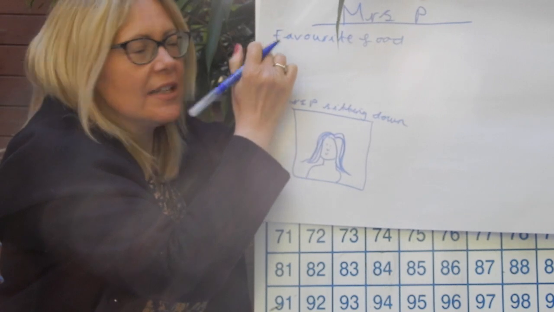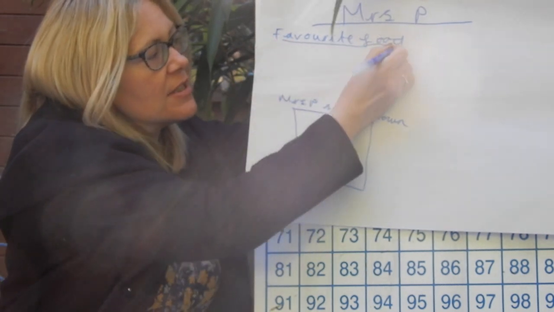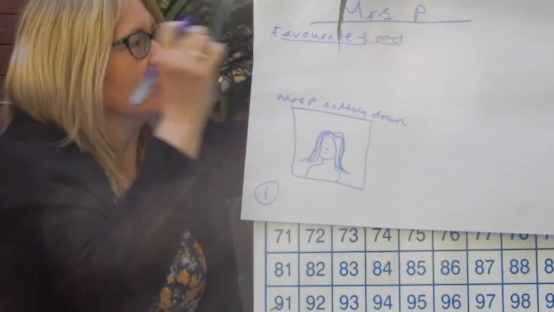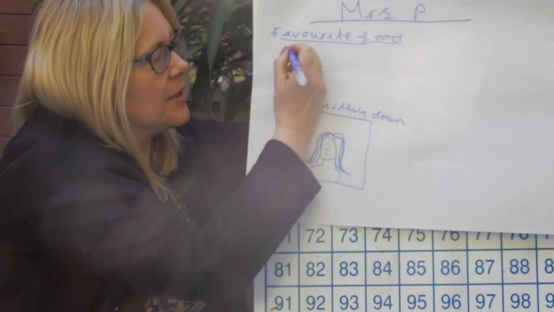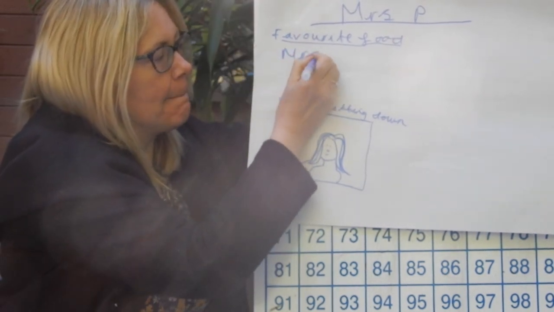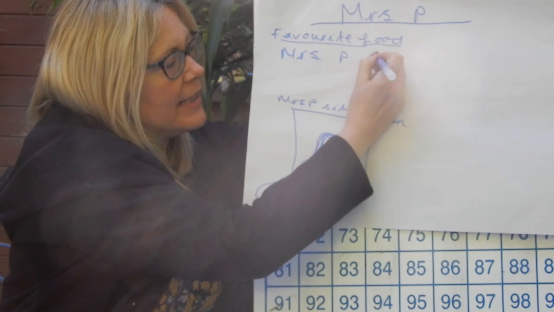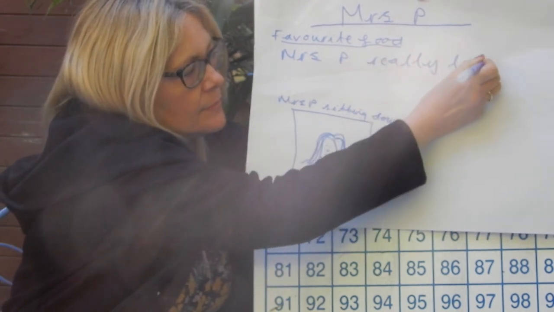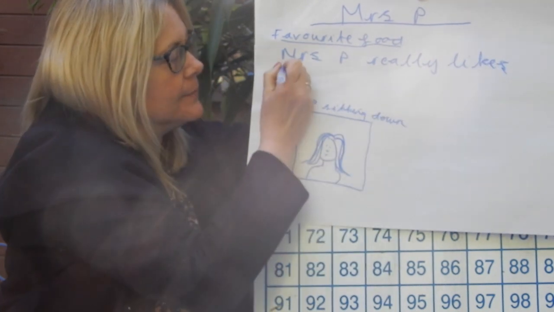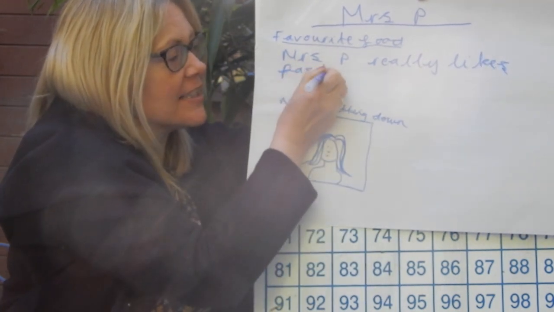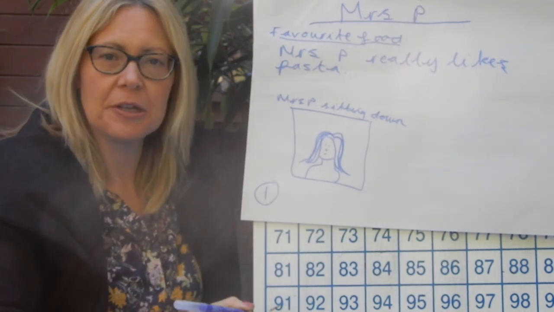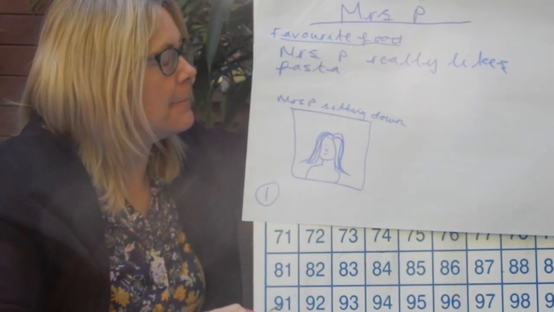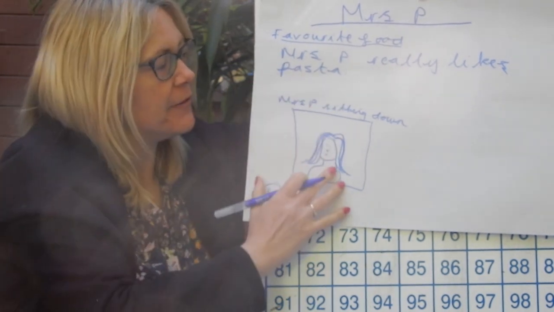It's off to the side over here. And I might underline it as well, so it looks like a subheading. Favourite food, and I might put Mrs P really likes pasta. Okay, and that is a fact. It's absolutely true. That is my favourite food. Okay, so I put that there. So that's about favourite food.